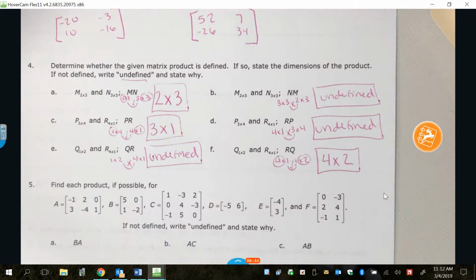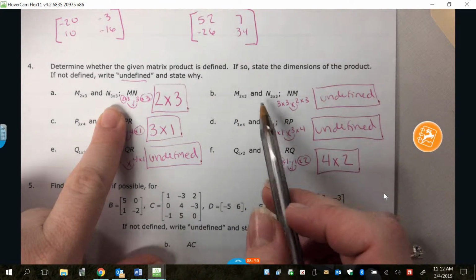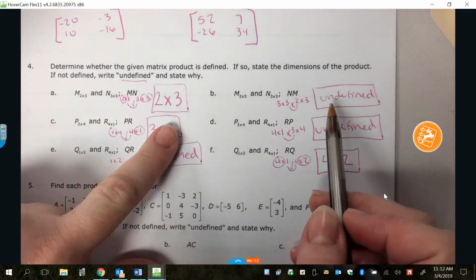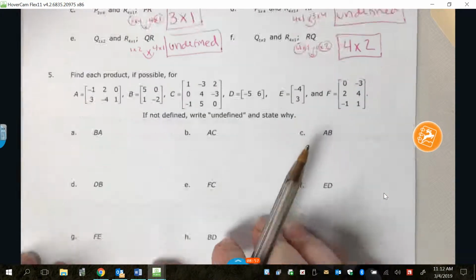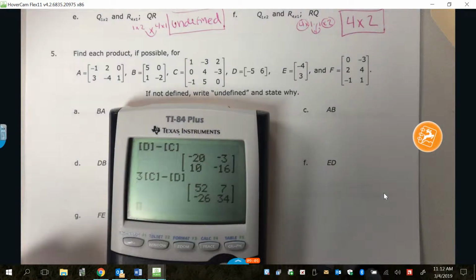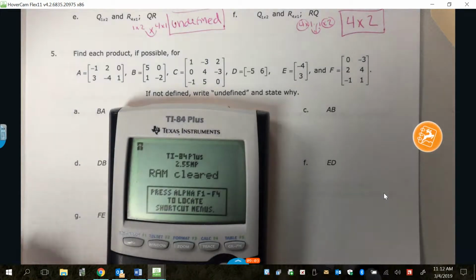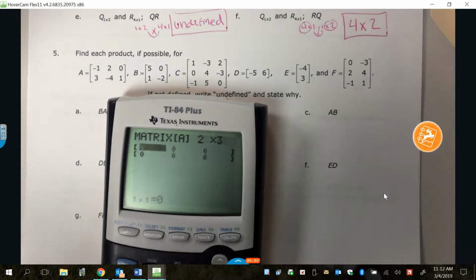What this is showing you guys on number 4 is that order does matter. If you notice, M here and M here are the same, N here and N here are the same, but we flip the letters and it changes everything. So order does matter when you're multiplying. Now, let's clear our calculator and put these in. Second matrix, go over to edit. A is a 2 by 3.